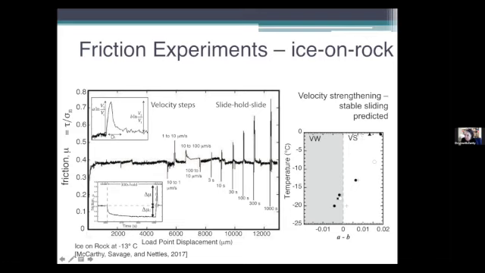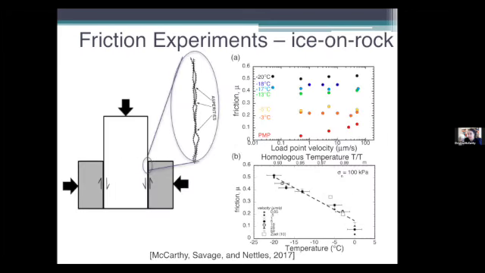We found that for pretty much all of the temperatures that would be realistic for glaciers, we found velocity strengthening behavior. We did see at lower temperatures a crossover to this behavior, and at the very end of my talk, I'll show more recent behavior. I think this crossover is actually quite a bit lower, but we didn't find that sort of slam dunk for velocity weakening behavior.